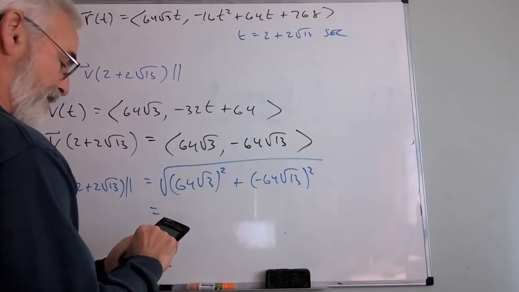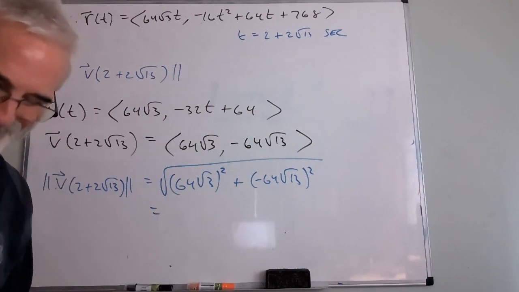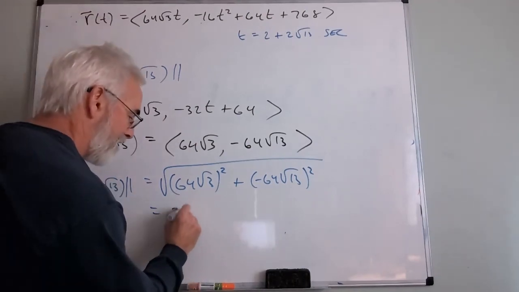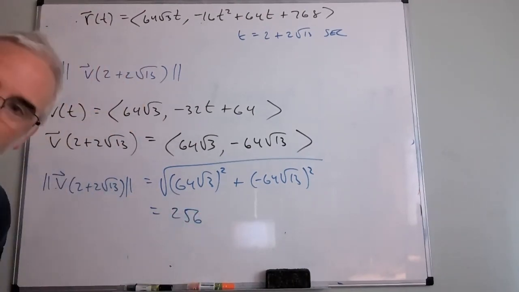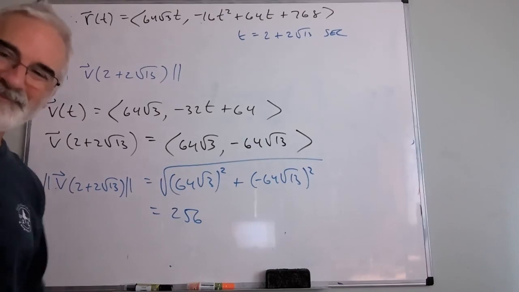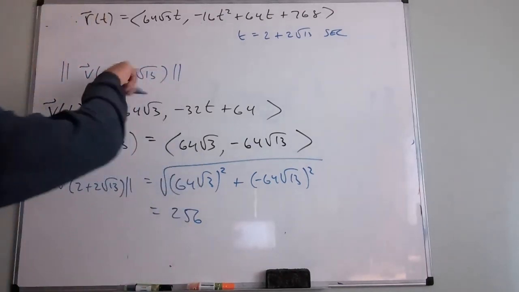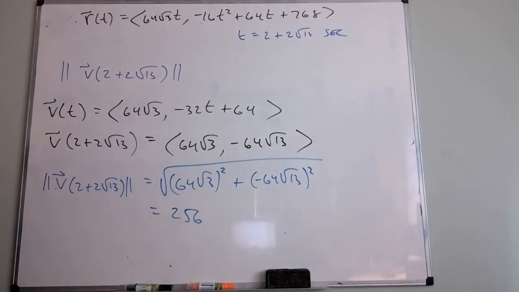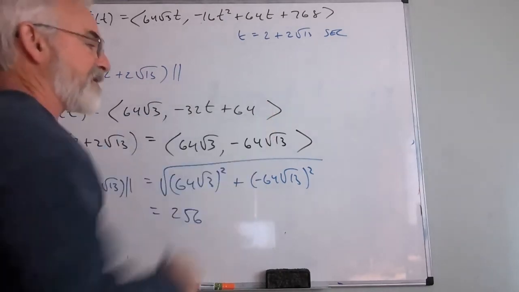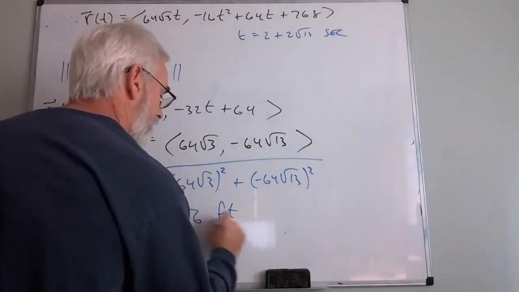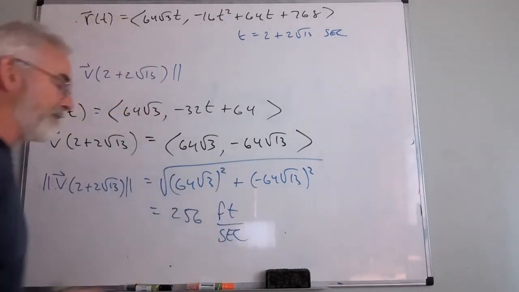Now, here's something kind of interesting. This is why you don't do decimals along the way. It's exactly 256. That's kind of cool. It's exact. This is an integer answer, even though my time was irrational. My answer is an integer. But if I had been doing decimals along the way, this would be off. This is feet per second.